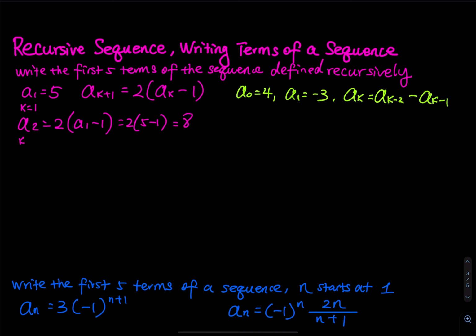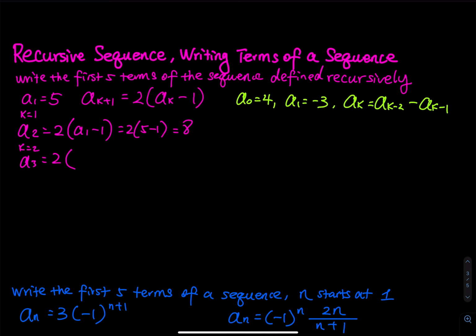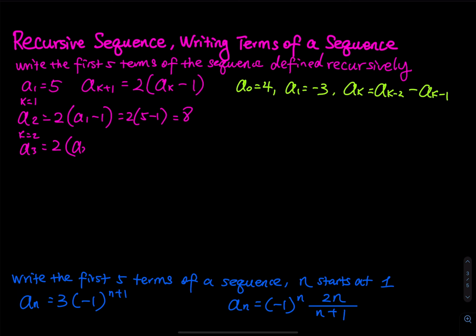And then k is equal to 3. We have a of 3, 2 times, oh, this is not a 3, this is supposed to be a 2. Let me correct that. So k equals 2, 2 plus 1 is 3. So we have a subscript 3 equal to 2 times a2 minus 1. This is 2 times a2, which is 8, minus 1. That is equal to 14.